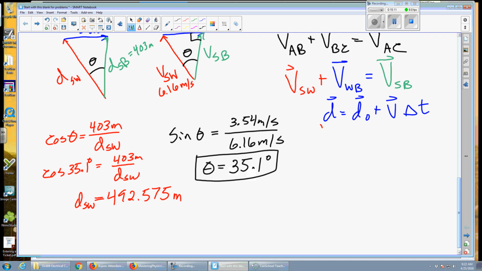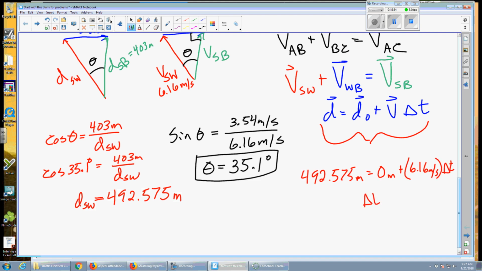Now I can use this equation and say I go 492.57 meters. I'm going to call where I started 0. I did that at 6.16 meters per second, and I want to find time. And I get 79, actually I get 80.0, even rounding, seconds.